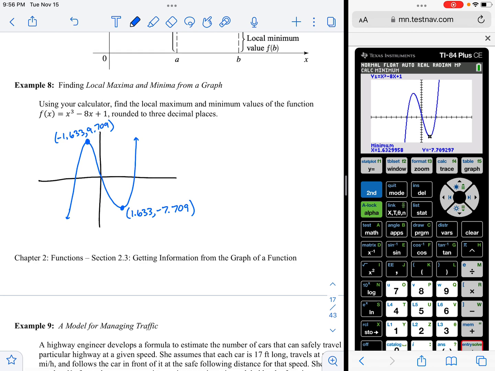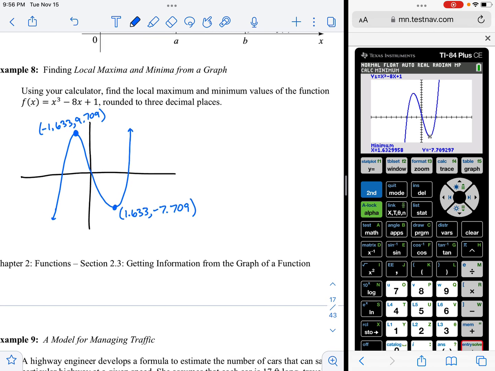Okay, so again, this problem is asking us to find the local max and min values of the function and round to 3 decimal places. And so if we wanted to be a little more specific, the local maximum is negative 1.633 and 9.709, and the local minimum is the opposite x value, 1.633 and negative 7.709.